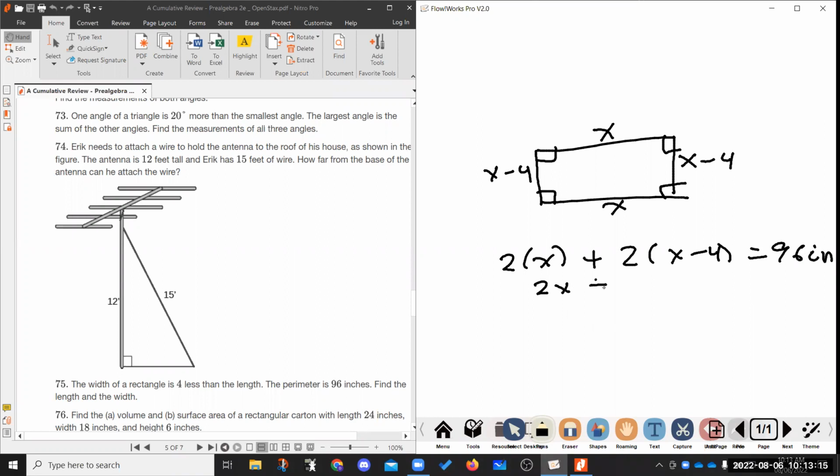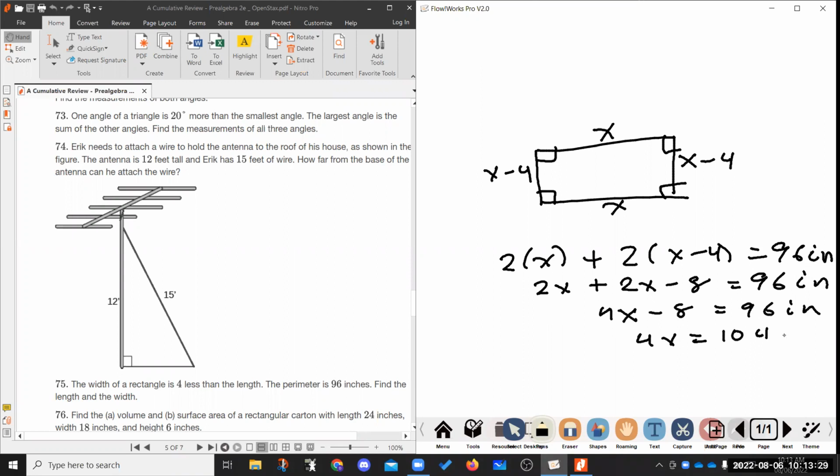So 2x plus 2x minus 8 equals 96 inches. That means that 4x minus 8 is 96 inches. We've got 4x is equal to 104 inches. And x is equal to 26 inches. It says find the length and the width. So we need to find x minus 4. It's going to be 22 inches. X was the length, x minus 4 was the width, right? So this is my length, this is my width.